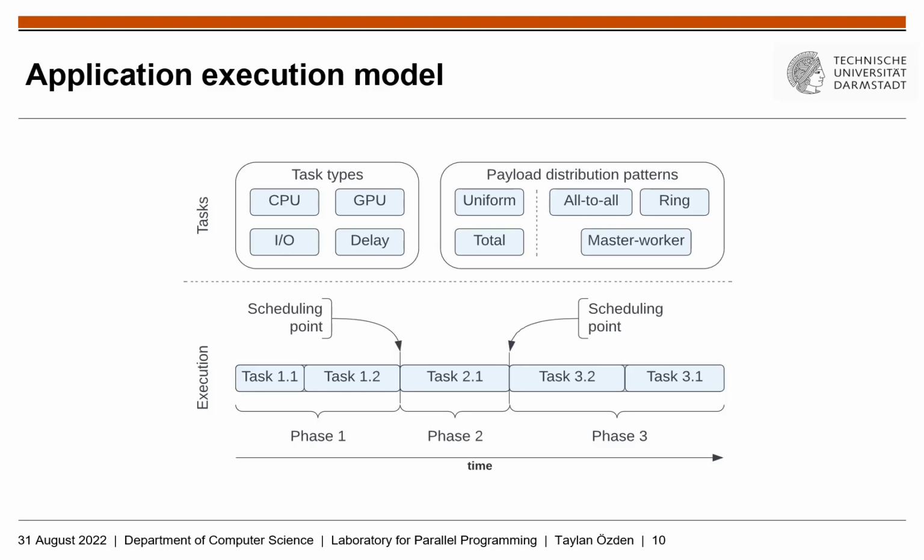And during the execution, which you can see on the bottom, we have, in this case, as an example, 3 phases, and they're all executed consecutively. For malleable jobs, you can see that between those phases, we introduce so-called scheduling points. These are the points where an application is able to accept a resource reconfiguration that was issued by the scheduler before.